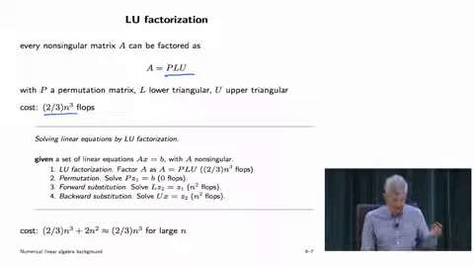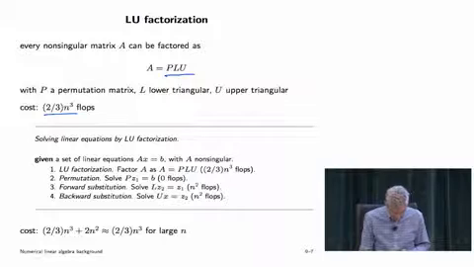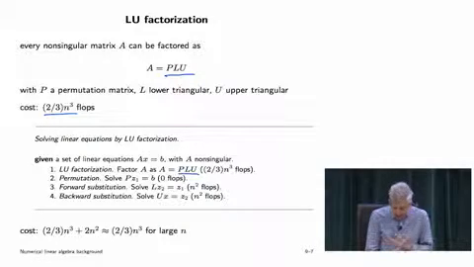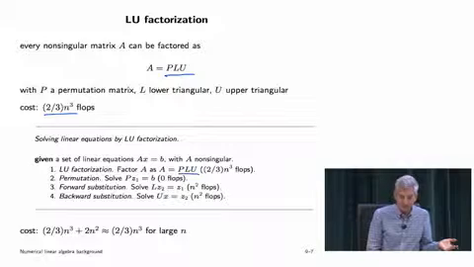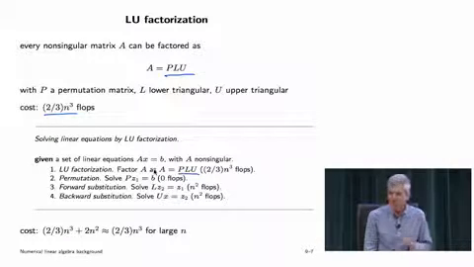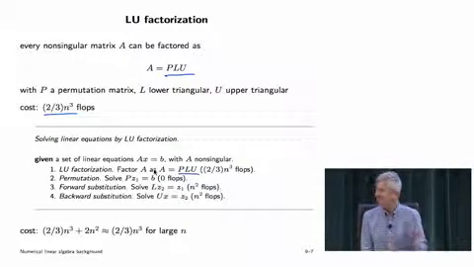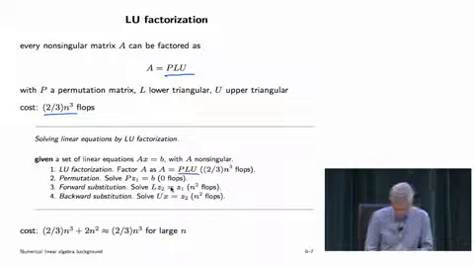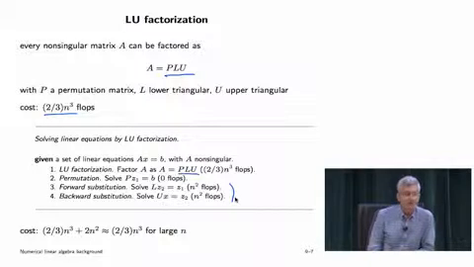And so here's how you solve a set of linear equations by LU factorization. You're given A and B. The first thing you do is factor A as PLU. That's n cubed flops. You then solve, well, you go backwards, right? So you solve P z1 equals B. That's like 0 flops, you're permuting the entries of B. Then you do forward substitution, back substitution. And you can see this is like 2n squared.